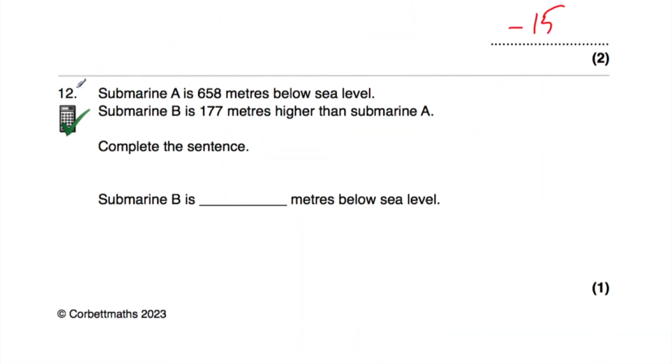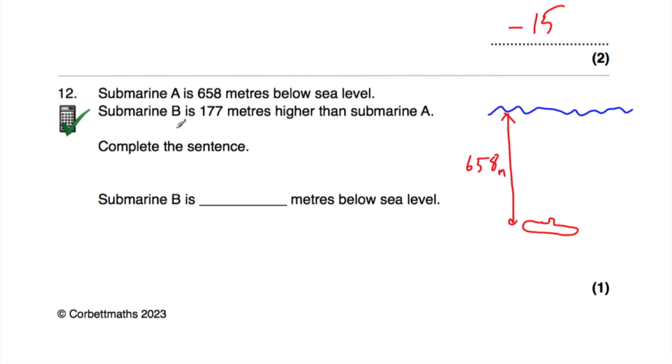Okay, let's have a look at question number 12. So question number 12 says, submarine A is 658 metres below sea level. So if we've got sea level, so here's sea level, and we've got submarine A, so let's draw a little sketch. So if we've got submarine A, let's go down 658 metres. So down here is submarine A. And this is my little submarine here. And there we go. And if we go down, it's a distance of 658 metres below sea level.